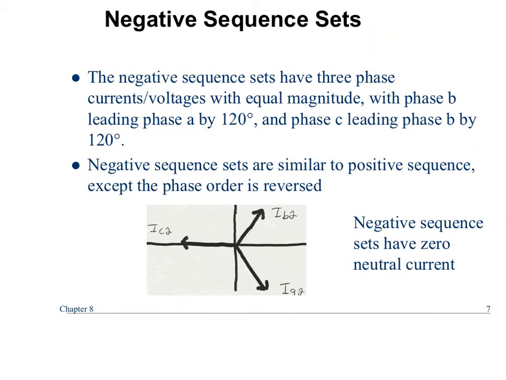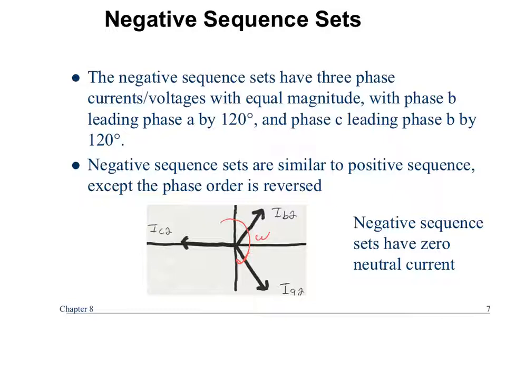Here's negative sequence. It looks a lot like positive sequence. You just swapped B and C. So if we rotate it in the opposite direction, we're going to see A, then B, then C. That's why we call it negative sequence, because the rotation is in the negative direction.